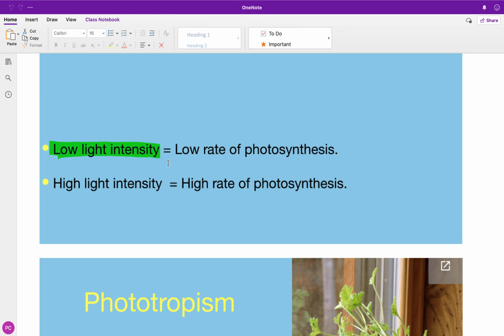photosynthesis is going to happen slowly, like in the winter. If you have loads of light, so in our case, if the lamp is right beside the plant, well, it's going to happen much quicker.